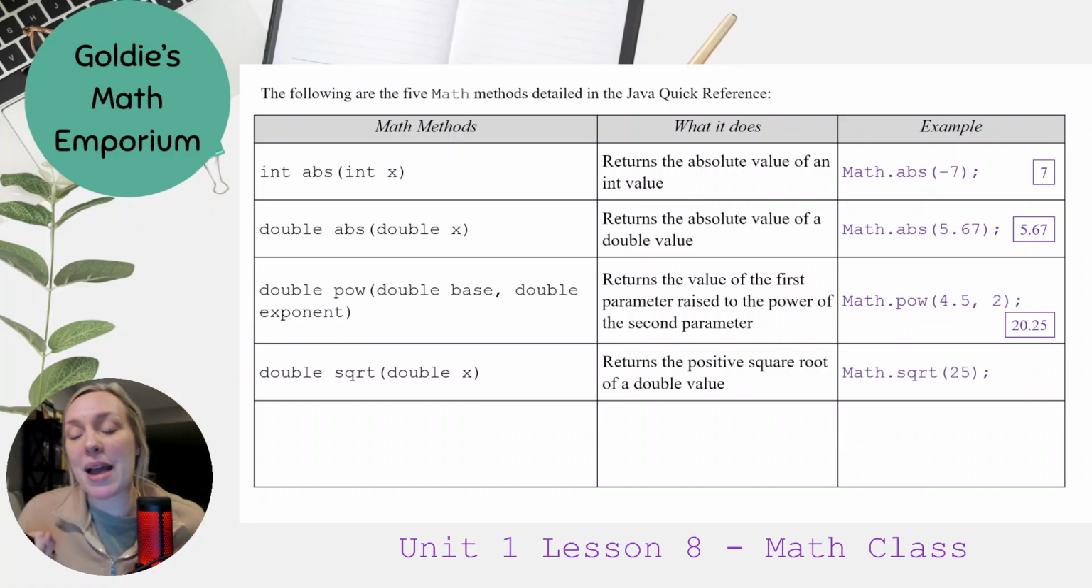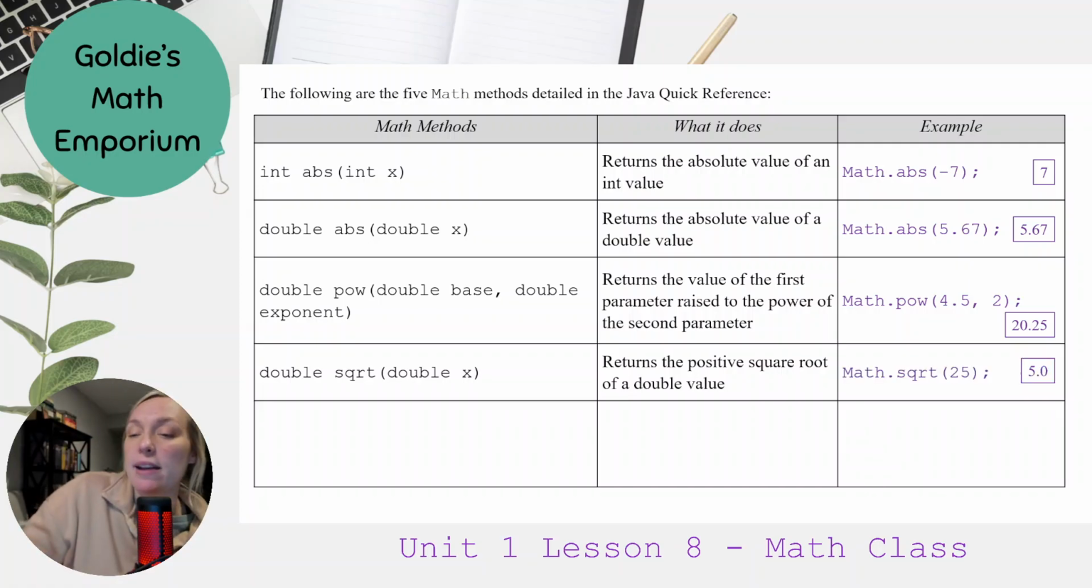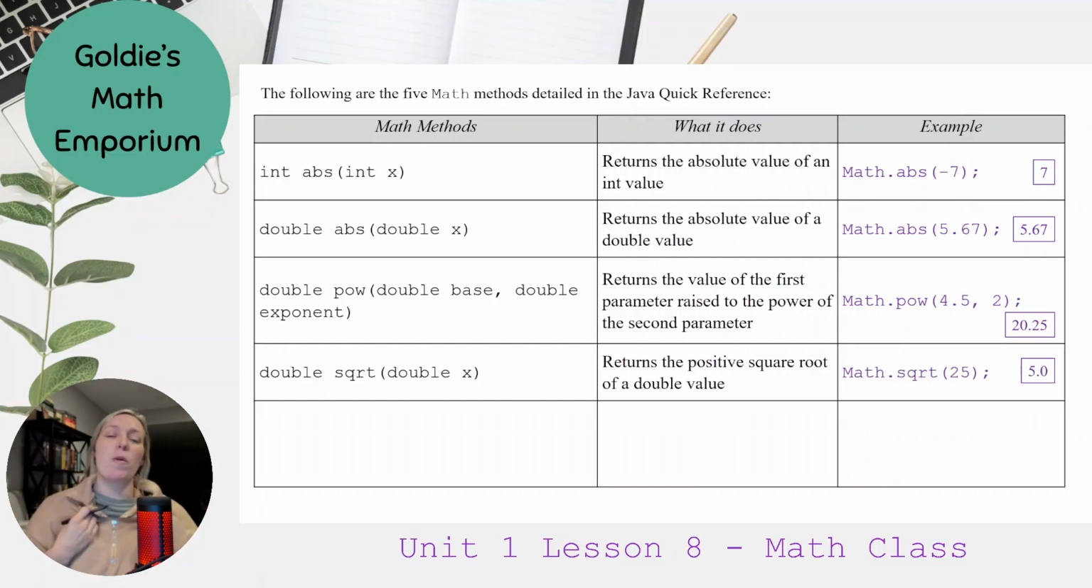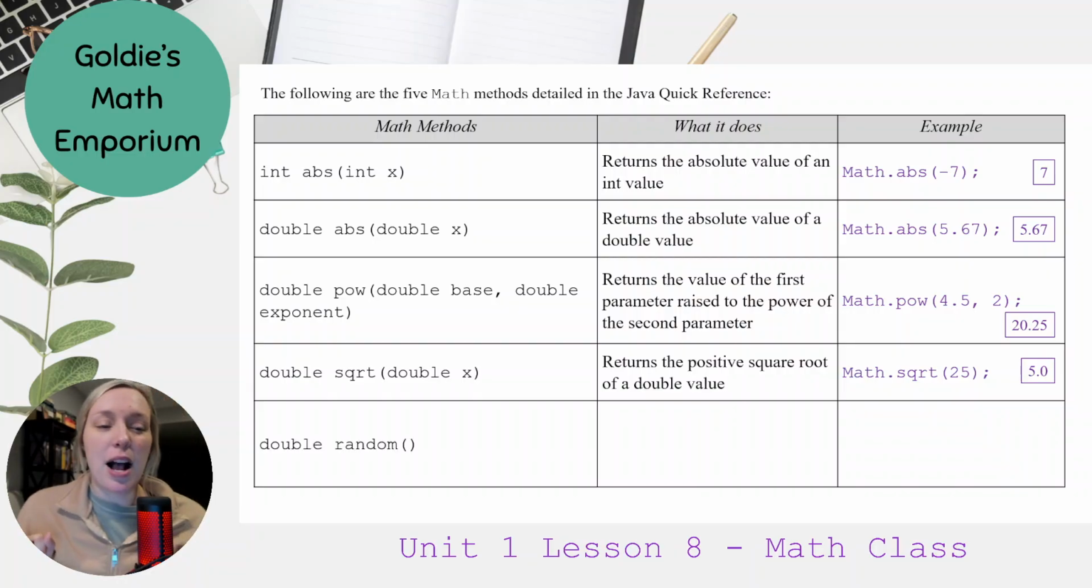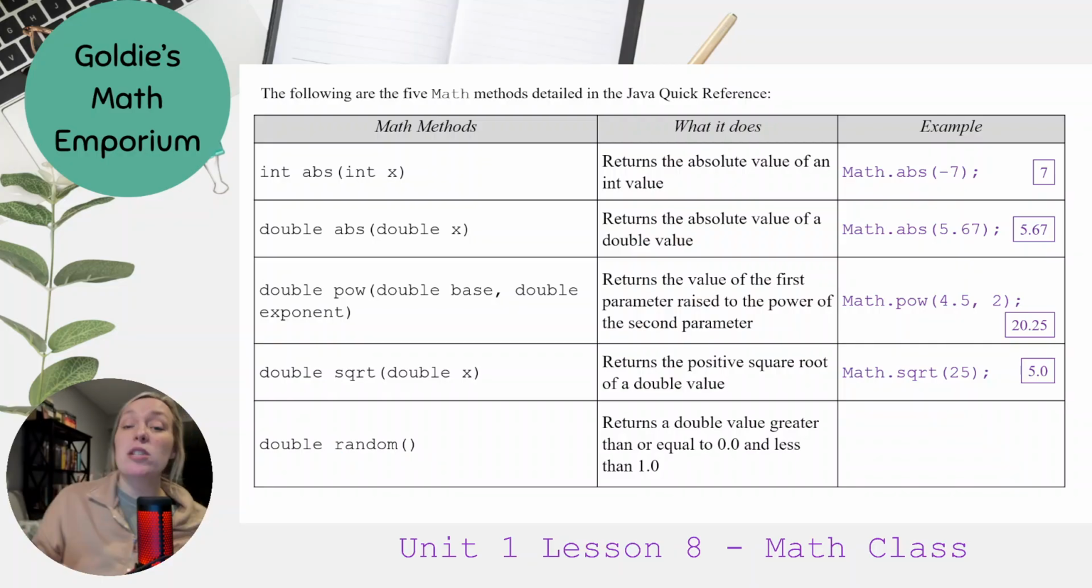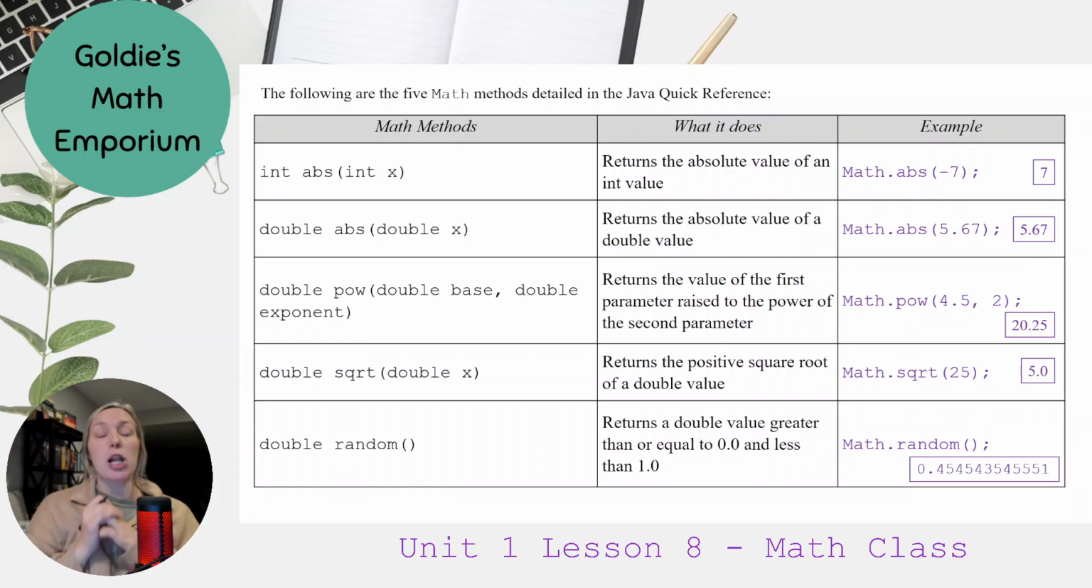So math.sqrt 25 will return a 5.0. Square root of anything. All right, the last one that you got to know is random. It has no parameters. It is just random, and then it returns a double. What does it return? It returns a double value greater than or equal to 0 and less than 1. When you call it, math.random, it'll be a long decimal.